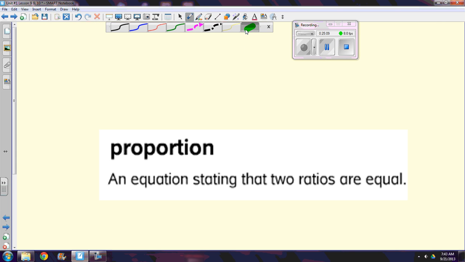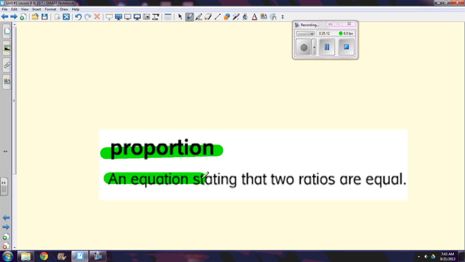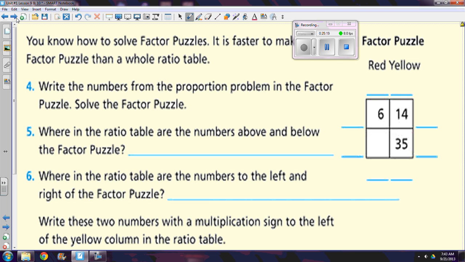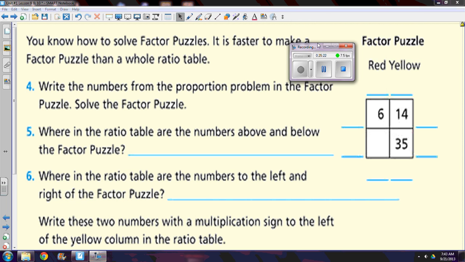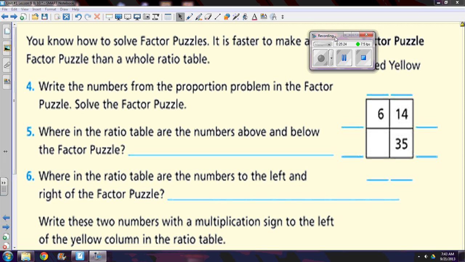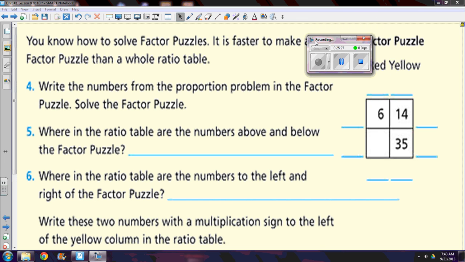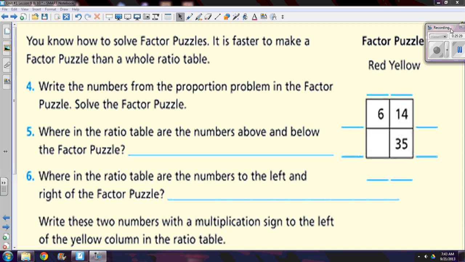By definition, proportion means an equation stating that two ratios are equivalent. The first ratio is equivalent to the second ratio. All right, let's take a look at this page here, problem number 4 through 6. I'm trying to move this out of the way, but I don't think I'm going to have any luck with it. Looks like you have a factor puzzle over here. You know how to solve factor puzzles. It is faster to make a factor puzzle than a whole ratio table. Write the numbers from the proportion problem in the factor puzzle. Solve the factor puzzle. So 6, 14, 35.